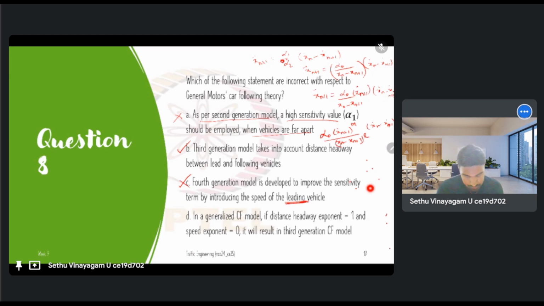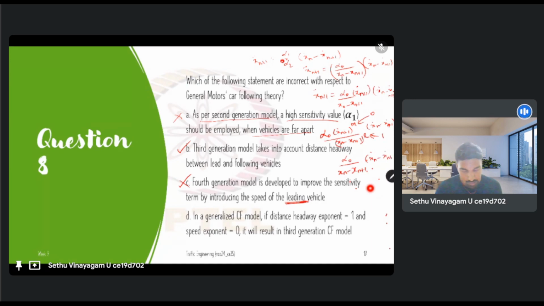Okay, so here we are taking the distance set by exponent, so this L term is 1, and this m term is 0, okay? So the speed exponent is 0, which means that the speed term is not there in the model. So it reduces to alpha 0 by the spacing into the relative speed.